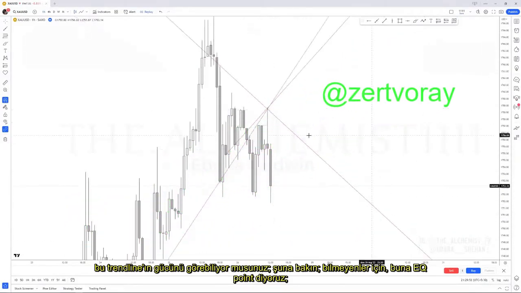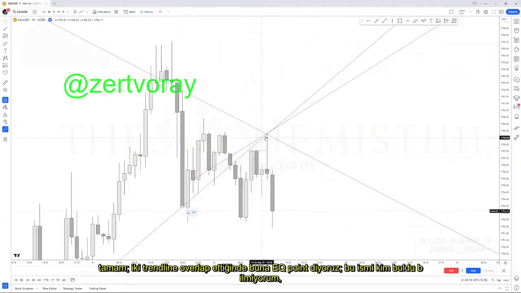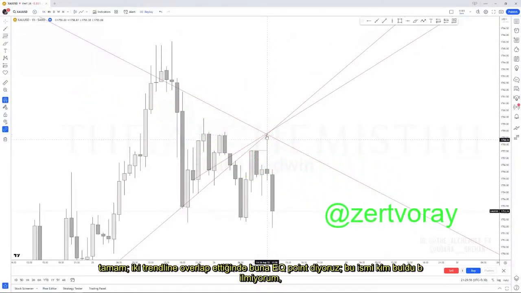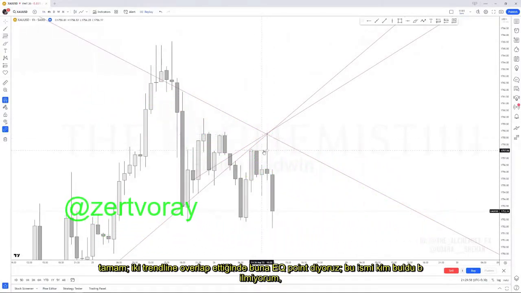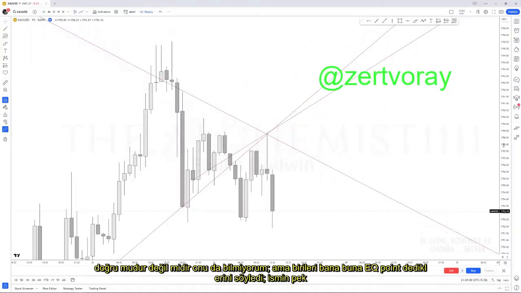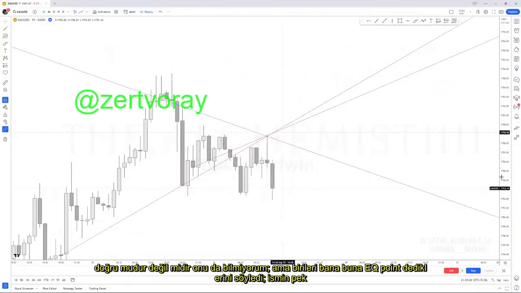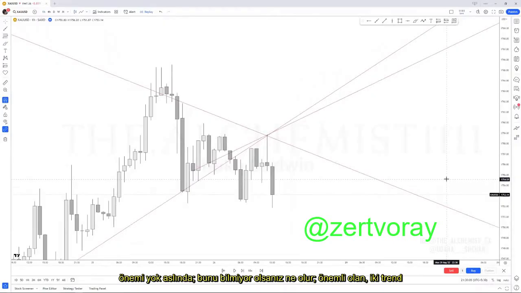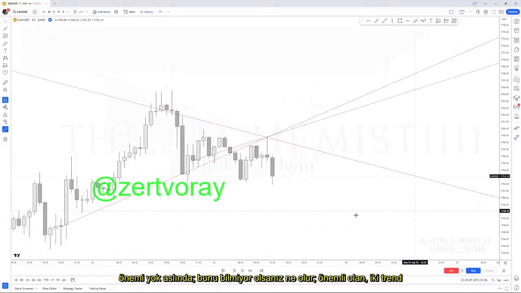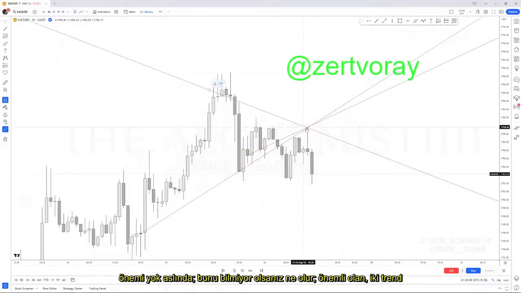Look at that. We call this the EQ point, in case you didn't know. When two trend lines overlap, we call it the EQ point. I don't know who made that name, or if that is true or not, but someone told me they call it that. The name isn't even necessary, right? If you didn't know that, who cares? You know that the two trend lines are overlapping there.